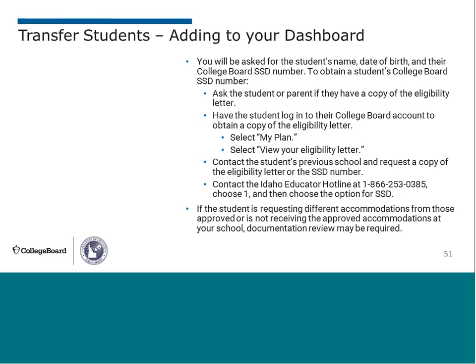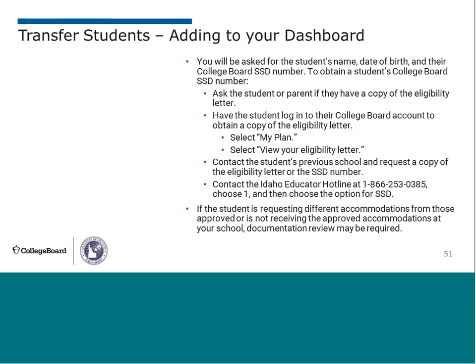So another option is that you can have the student log into their College Board account, and in their account, they will have an area called their My Plan, and they will be able to view their eligibility letter. They can simply print out that letter for you. The letter includes the SSD number, and you can use that to do the transfer.